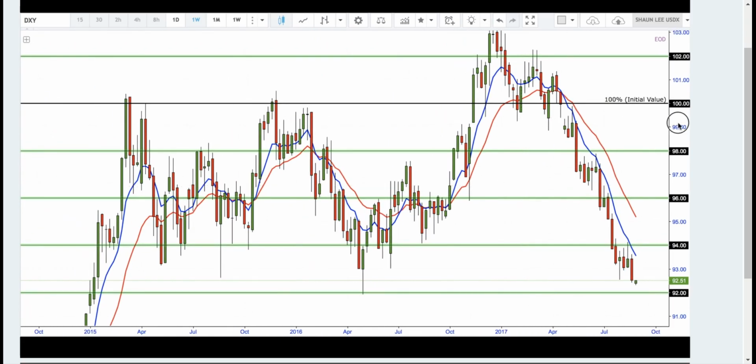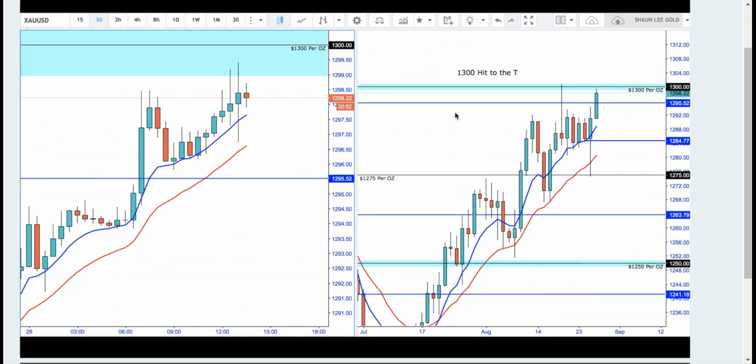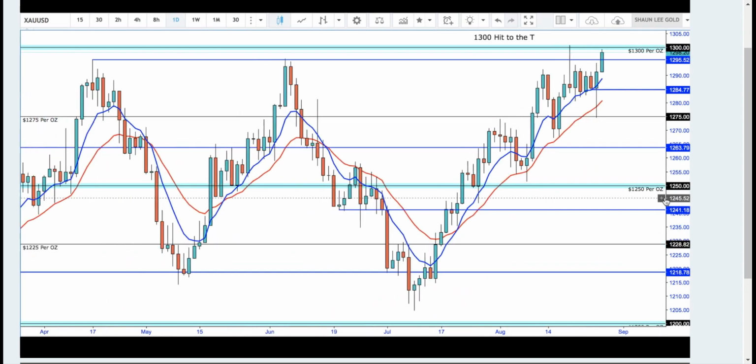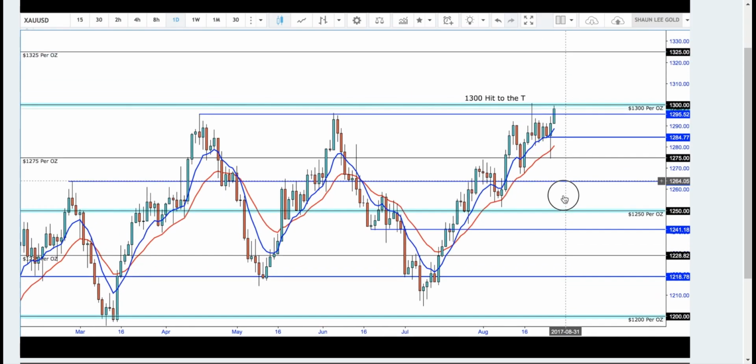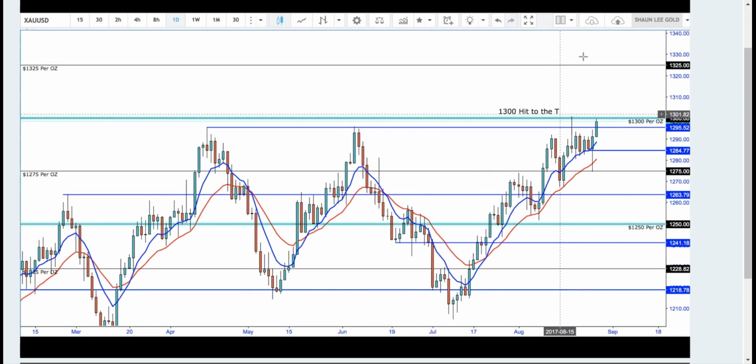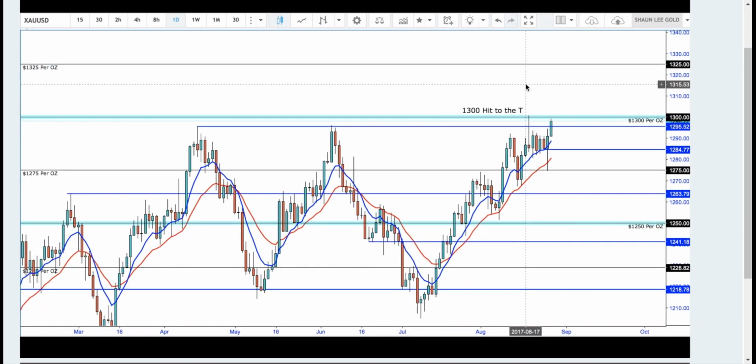I'm using it against the euro at the moment, but if we look at the gold chart as well, gold reflects weak dollar. We can pierce through this 1300 now as well. Aussie looking to go higher, sterling looking to go higher as well. They're the currency pairs I use.